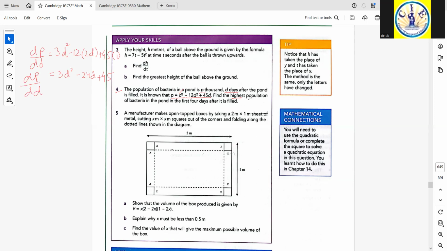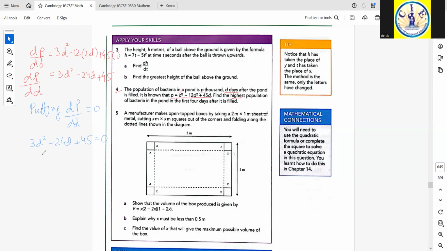So we can write it down as 3d squared minus 24d plus 45. This is the derivative of P with respect to d. Now, to find the highest population, we can put dP by dD equals 0. That means we are going to put 3d squared minus 24d plus 45 equals 0.